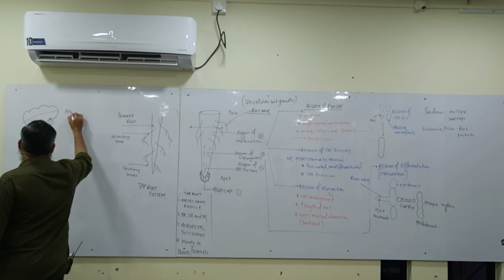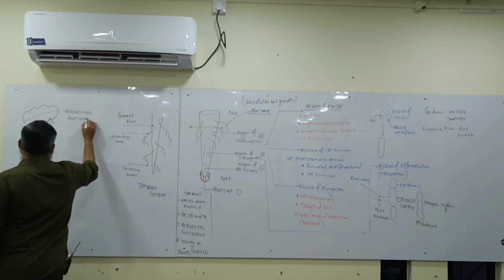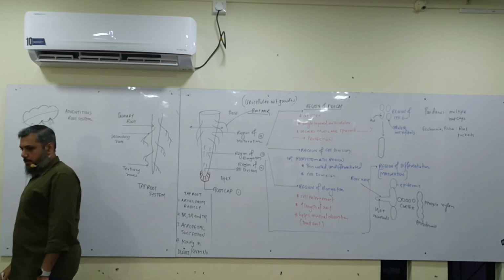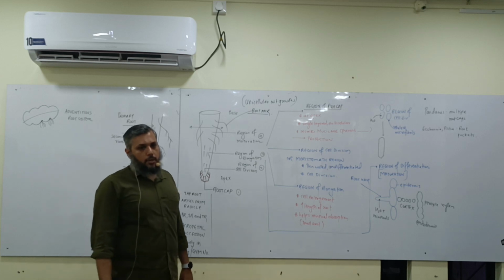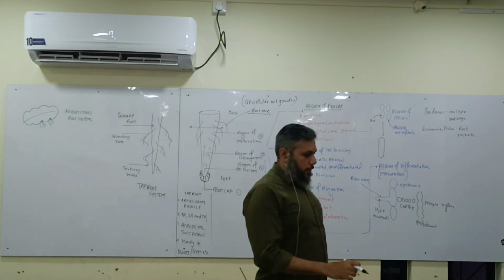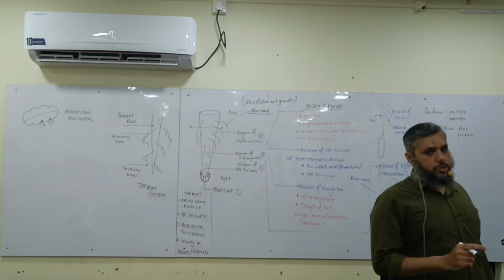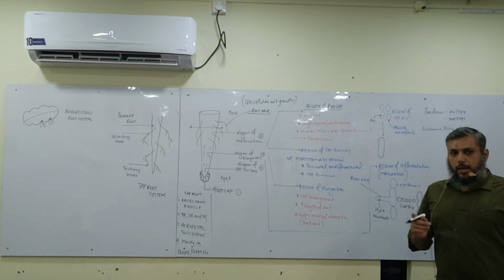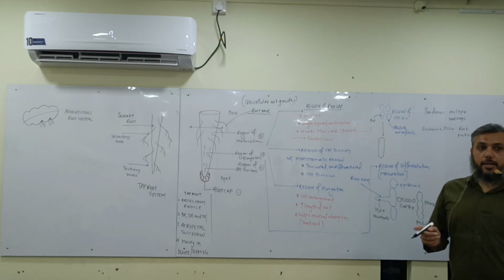is called adventitious root system. What do you call it, guys? Adventitious root system. So adventitious root system is a root system that develops from the radical or parts other than the radical.